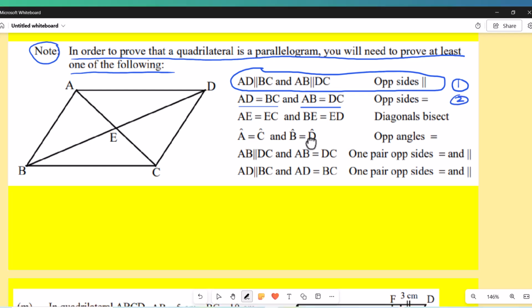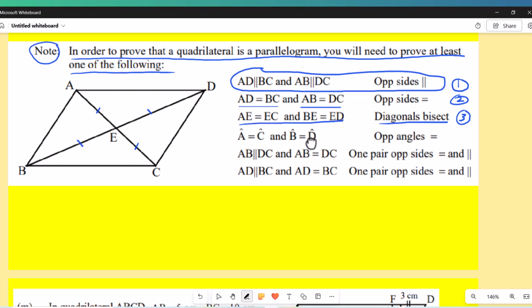Then another one: if AE equals EC, you see my AE there? If AE equals EC, and also BE equals ED, it is also a parallelogram. That's number three. The reason which we give is that diagonals bisect each other. That's why it's a parallelogram. Are we together, guys? Can I proceed?